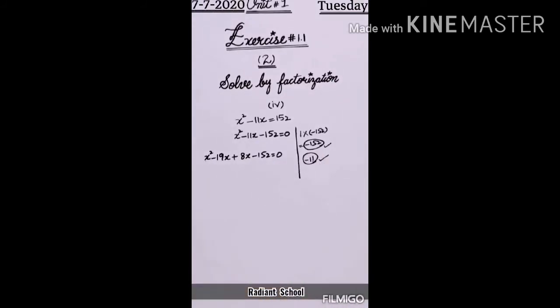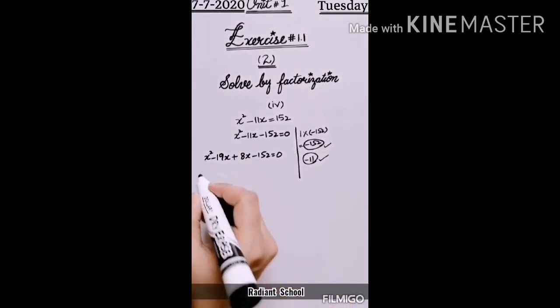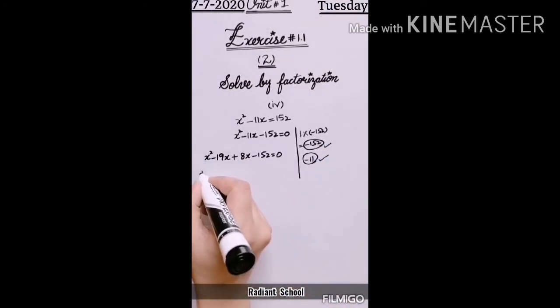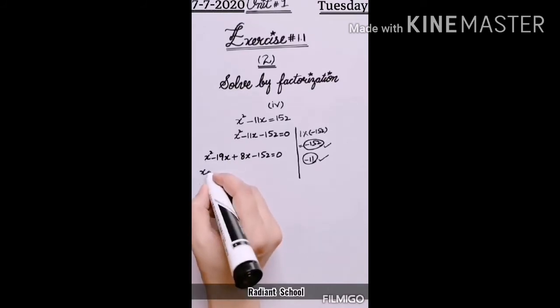You can check that the variable present in the middle, you have to write with both the numbers. x was present here, so I have written x with both the terms. Minus 19 plus 8, when you add these according to sign, you will get minus 11, and when you multiply 19 and 8, you will get minus 152. So I am only revising briefly. You have discussed this method in your previous class.